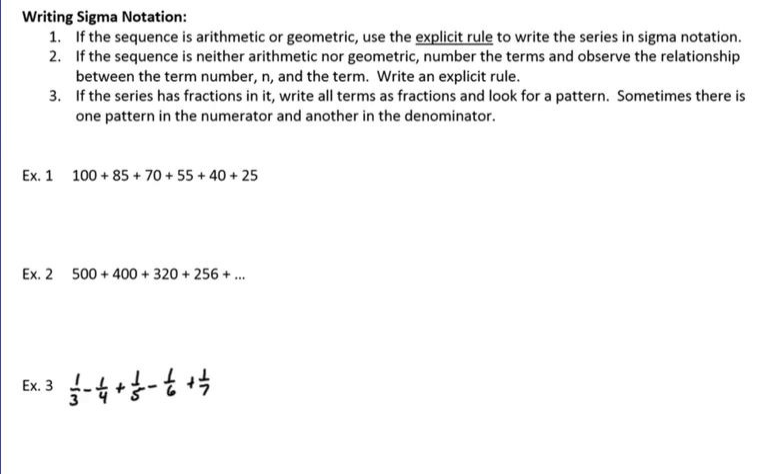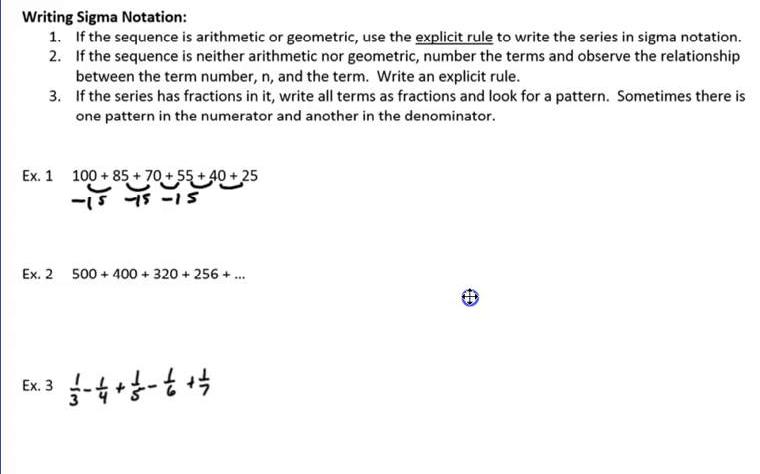So let me give you a few tips. First of all, check to see if the sequence is either geometric or arithmetic. If it's either geometric or arithmetic, then you're just going to use the explicit rule that you already know how to write for the summation notation. So for example, in number 1, you have an arithmetic sequence where each time we are subtracting 15. -15, -15, -15, and so forth.